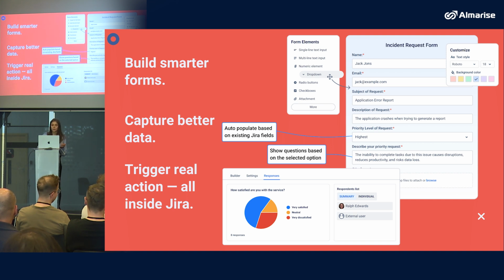You can auto-populate fields using Jira data. So, for example, if you have something like a bug collection form, and you have a version field in your Jira, you can pull those values with available options into the version field in your form, and you don't need to manually type this data into your form, and the customer can just submit it.